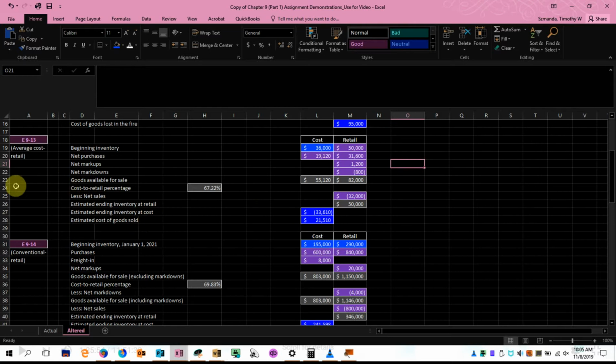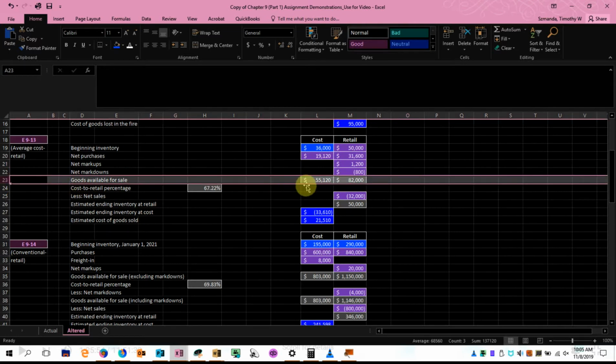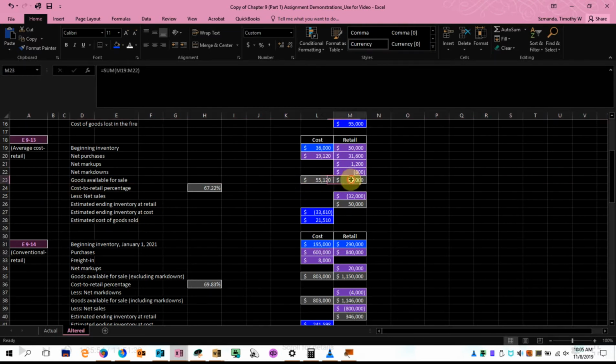So now we have the goods available for sale at the cost basis and the retail basis, just by adding these items up. So on the cost side, we have 55,120 of goods available to sell, and the retail side is 82,000. So divide one into the other. 55,120 divided by 82,000 gives us 67.22%.